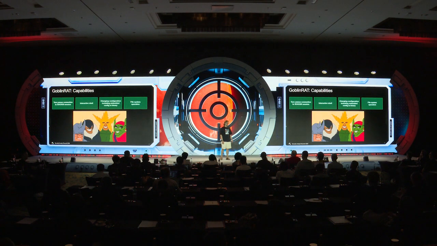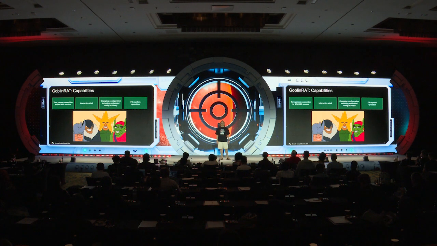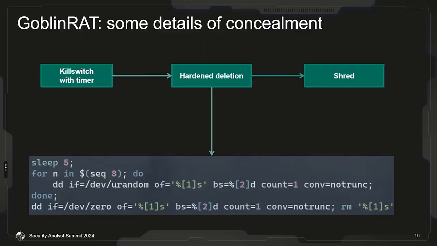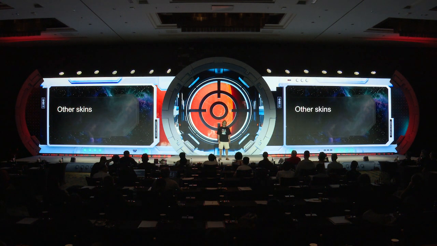Capabilities for an advanced backdoor are pretty common. It provides an interactive shell, can do various operations on the file system, and can also serve as a SOCKS5 proxy server, but it has quite a lot of exotic features. It can rewrite its embedded configuration by copying itself and patching the binary. And we wouldn't call this malware super stealthy if it wasn't capable of destroying itself on a timer. It has a kill switch timer that can only be deactivated by an operator by establishing a connection and providing a secret string. Also, GoblinRAT overwrites a file with random data several times before deletion.